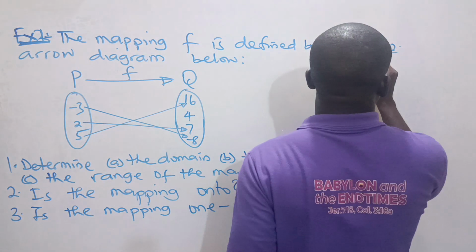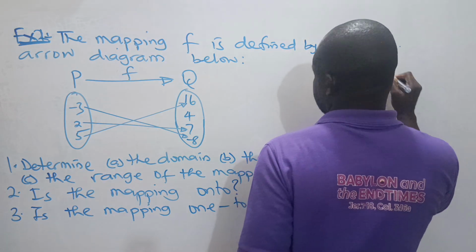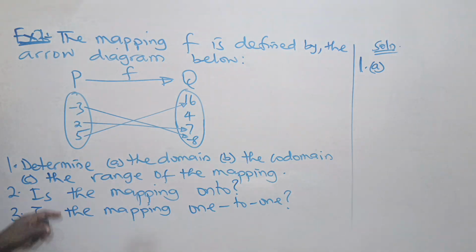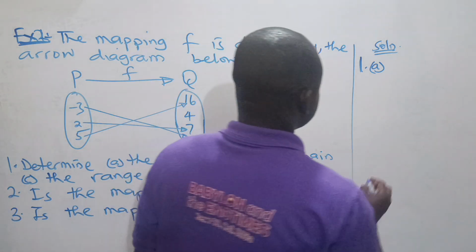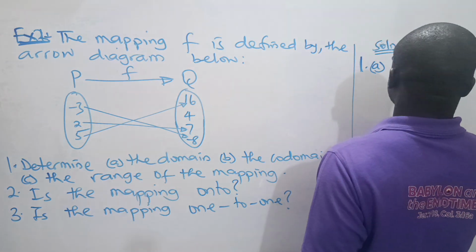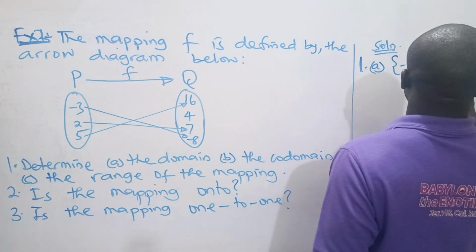So we start from 1A. What is the domain of this mapping? The domain of the mapping are the elements in this first set. So the domain of the mapping will be -3, 2, and 5.